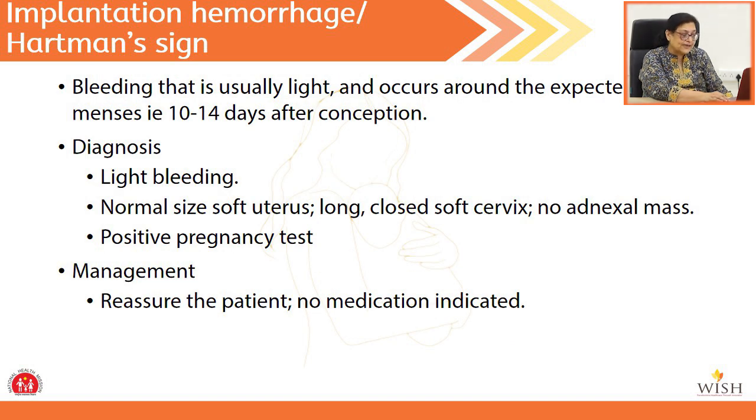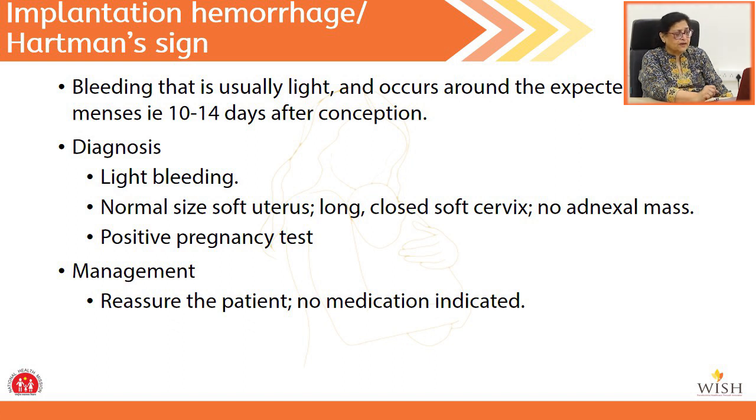Another cause of light bleeding in early weeks of pregnancy is implantation hemorrhage, which is quite common. Bleeding is usually very light. It occurs round about the expected menses, that is about 10 to 14 days after conception. The uterus is normal size, though may be soft. There is a long, closed, soft cervix with no adnexal mass, no cervical movement tenderness. The pregnancy test is positive.